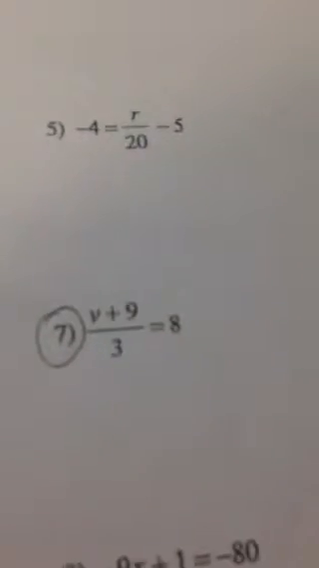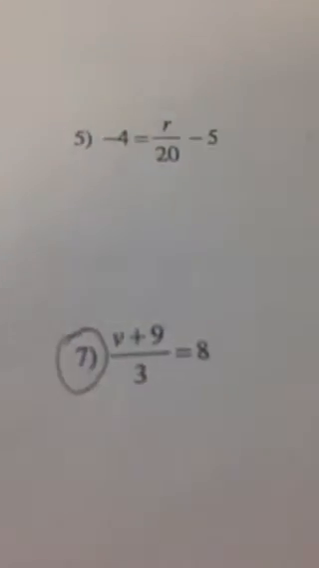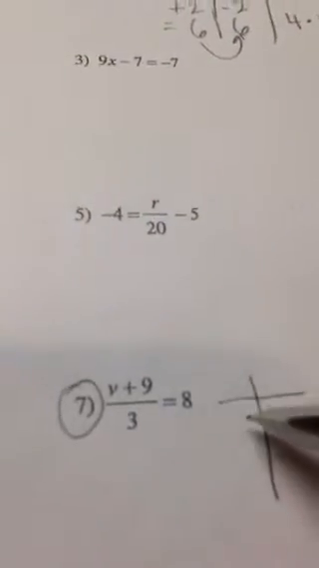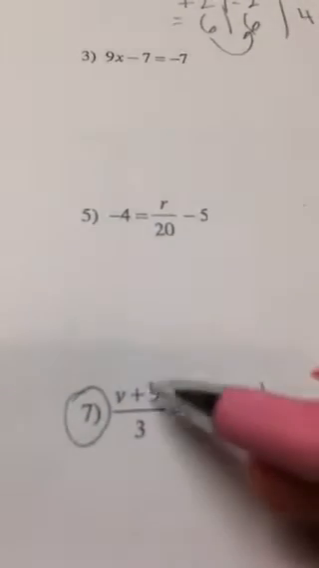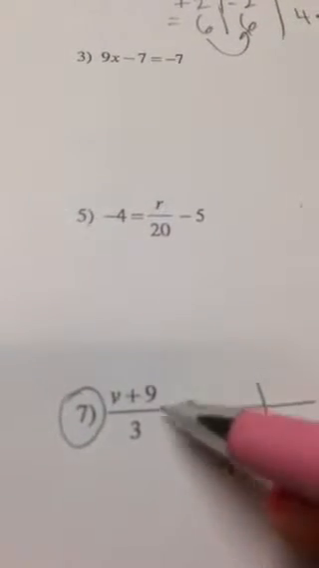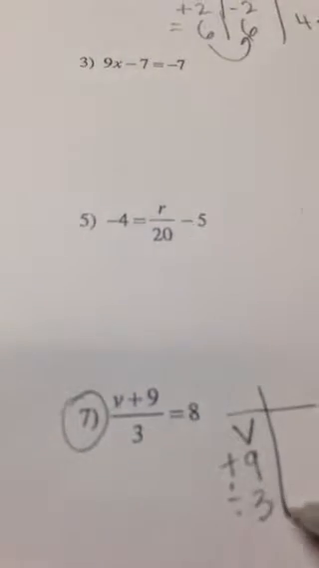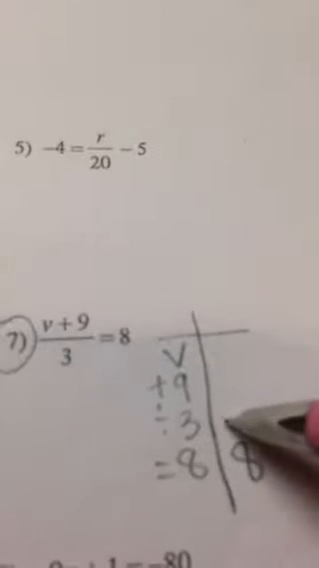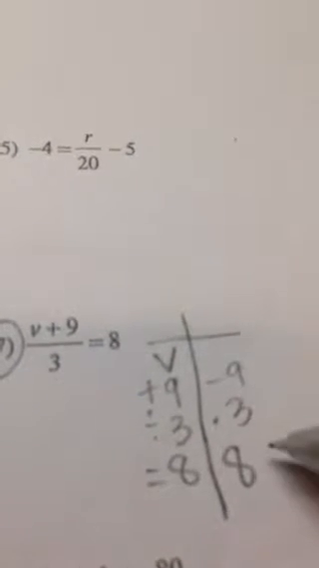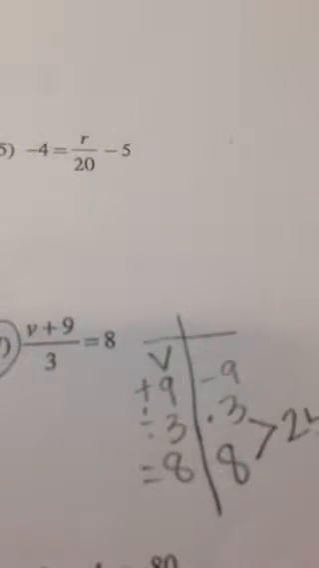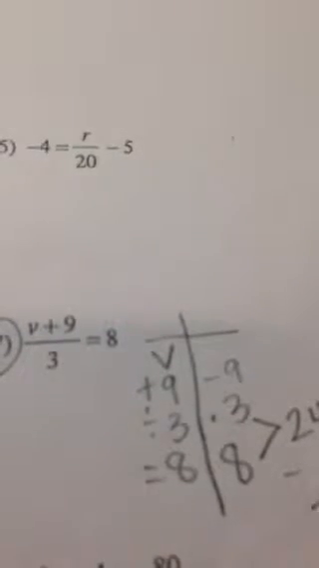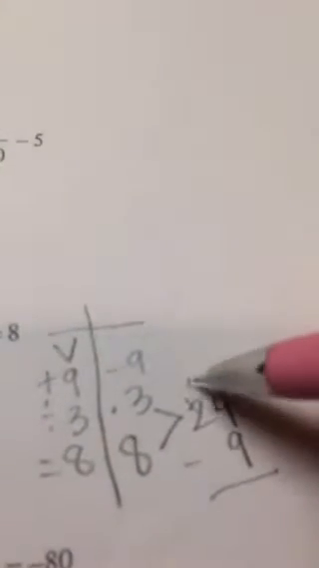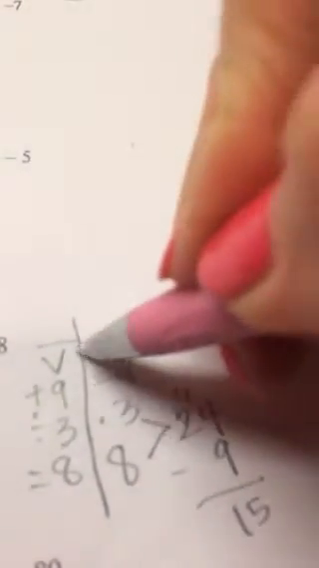Number 7. Again, it's all set up, ready for an undo table. V is our variable. First thing, plus 9. Second thing, divide by 3, equals 8. So 8 times 3 is 24. 24 minus 9 is 15. P equals 15.